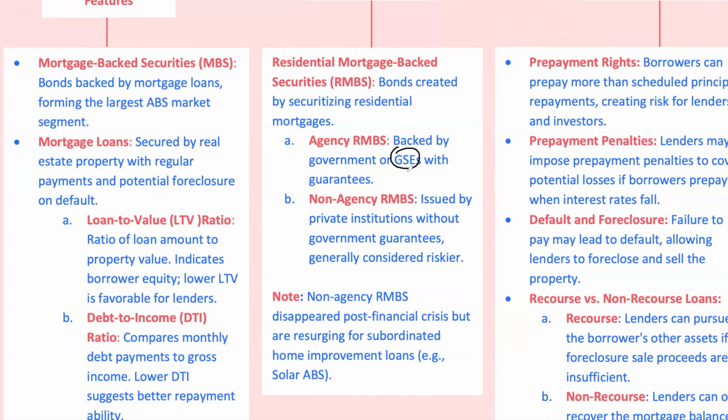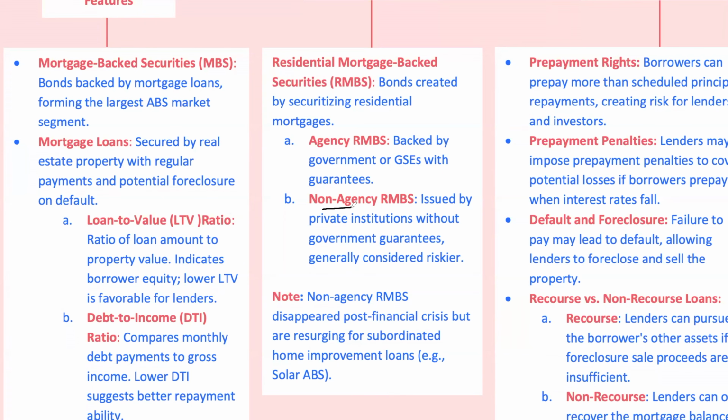Most common are GSE guaranteed RMBS, where entities like Fannie Mae or Freddie Mac guarantee repayment in exchange for a fee, providing stability and liquidity in the housing market.